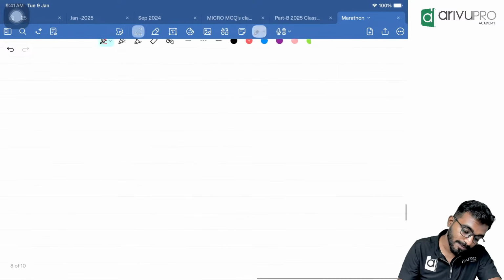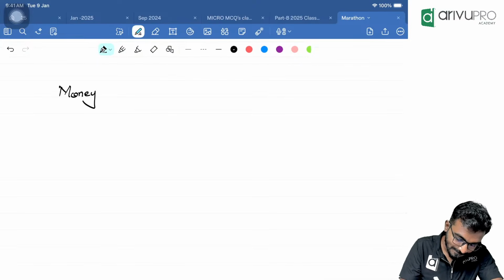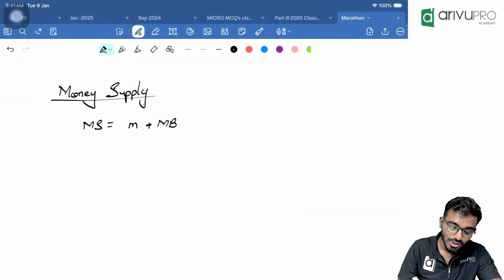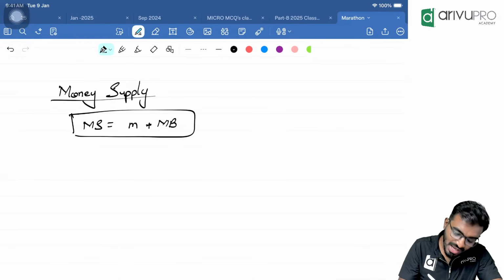Now the formula for money supply. In total there are two formulas. First and foremost, MS is equal to small m into MB. MB is the monetary base, high powered money. So money supply is a multiple of the monetary base. By using the same formula, we can identify the multiplier also.